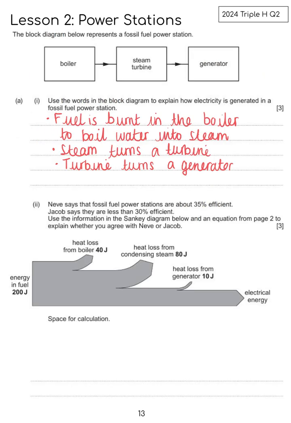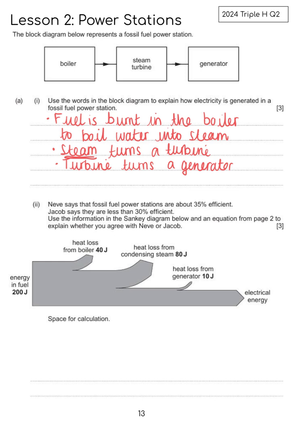Lesson 2 is on power stations, and the first part wants us to describe how a power station works using the words in the diagram. So the first thing we're going to say is fuel is burnt in the boiler, and that is done because it boils water into steam. You have to mention steam somewhere in this answer to get the full 3 marks. Steam then turns a turbine, and then the turbine turns a generator, and the generator is what generates our electrical energy.